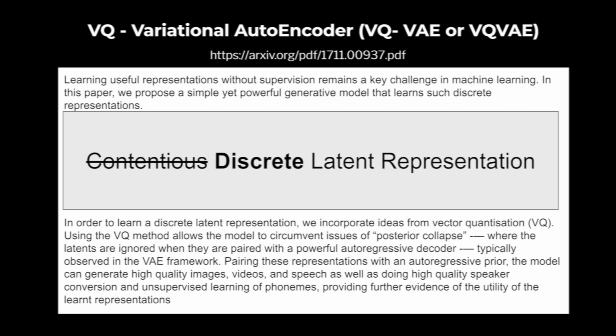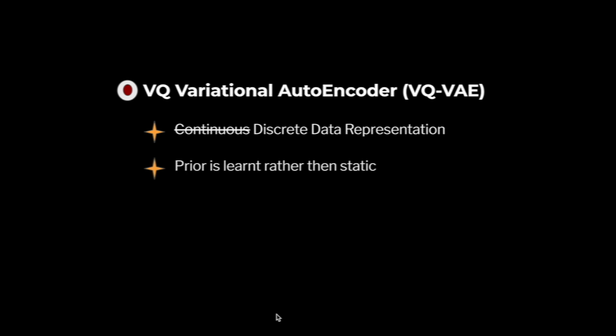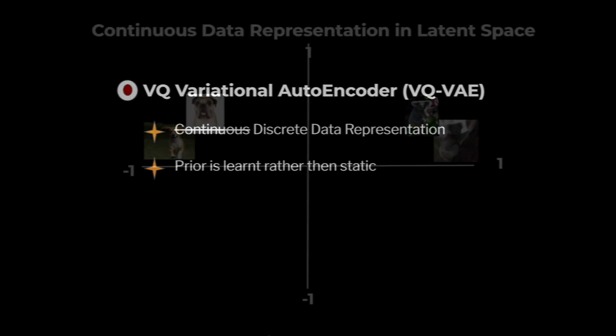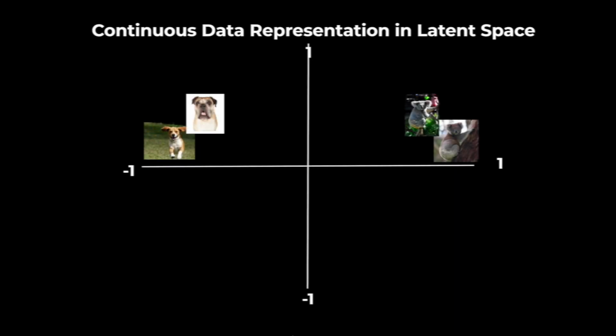So to understand VQ-VAE, we must understand these two concepts. First, the discrete data representation, and the second, the prior is learned rather than static. First, let's try to understand the continuous data representation of the latent space in variational autoencoder.